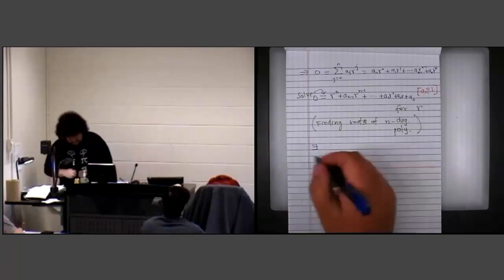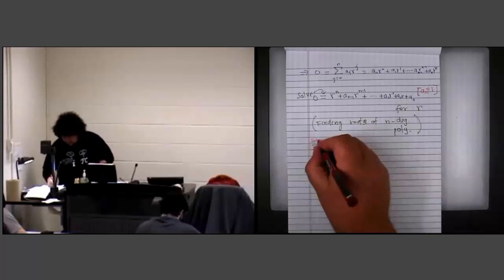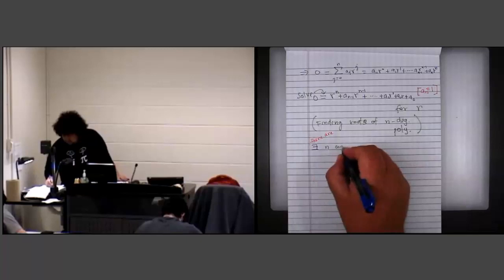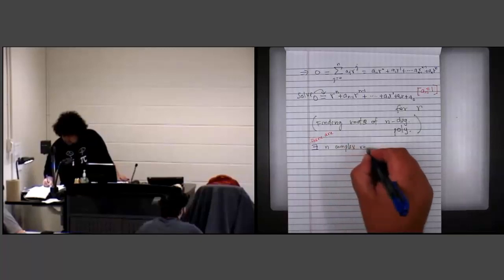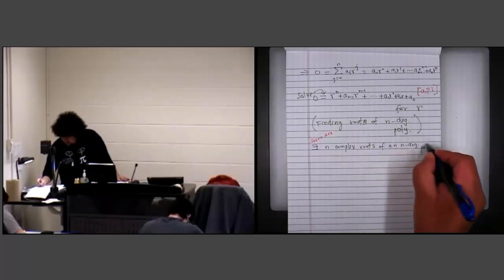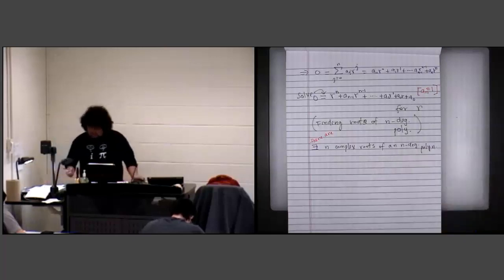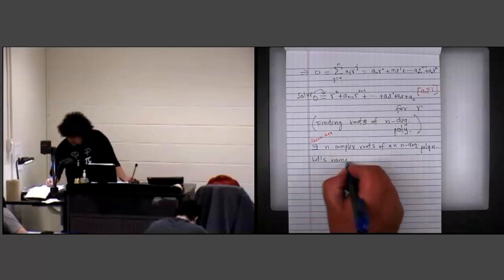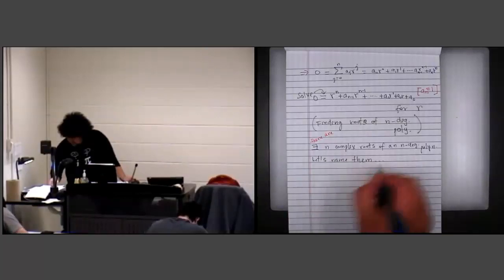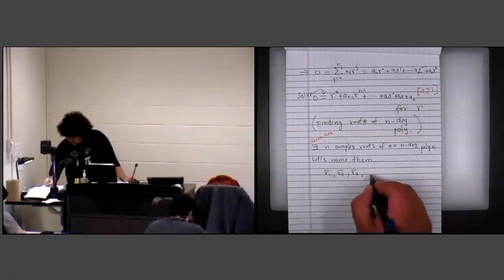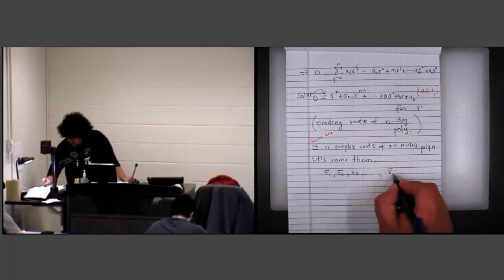That means there is or there are. So this is: there are n complex roots of an n degree polynomial. Let's call those roots r1, r2, r3, r1 bar, r2 bar, r3 bar, all the way through r sub n bar.